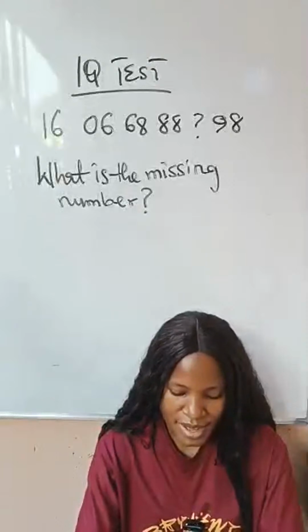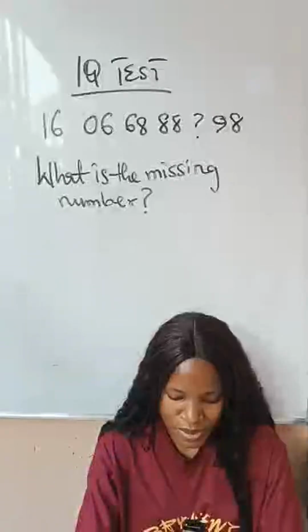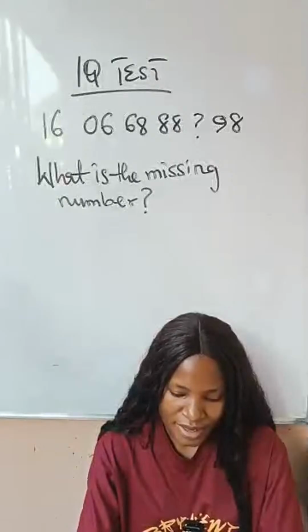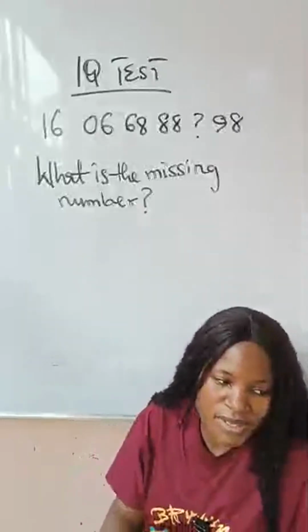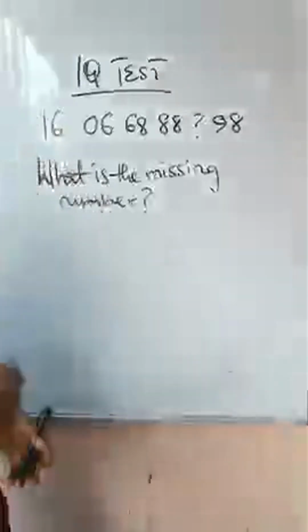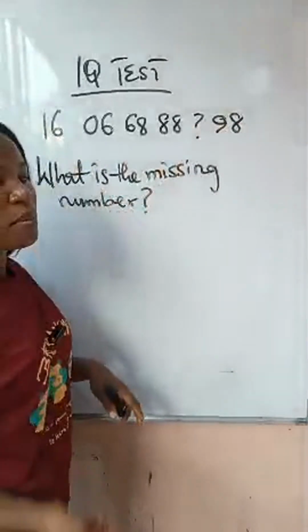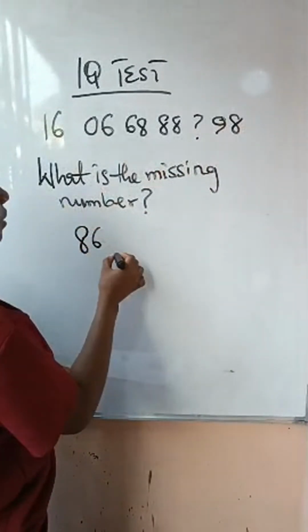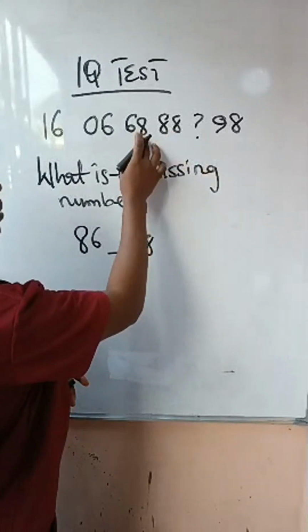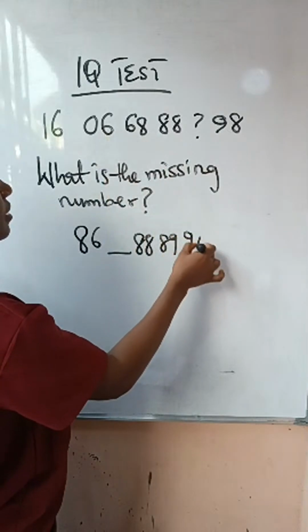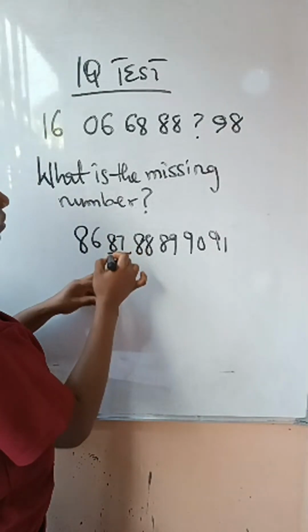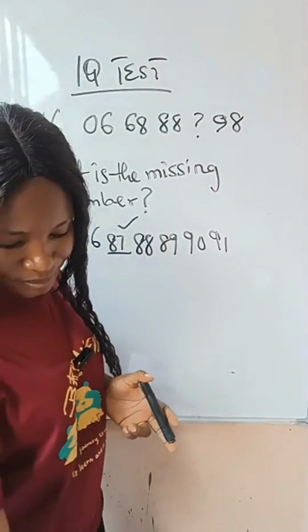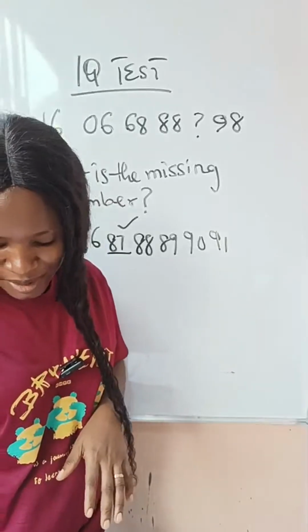All right. So let's explain this for the benefit of those that don't really understand. First things first. When you flip or turn those numbers upside down, you will see a new set of numbers. So this becomes 86. Then we have the space. Then this becomes 88. This becomes 89. This becomes 90. And this becomes 91. And you can see that what is missing here is 87. So the answer should be 87.